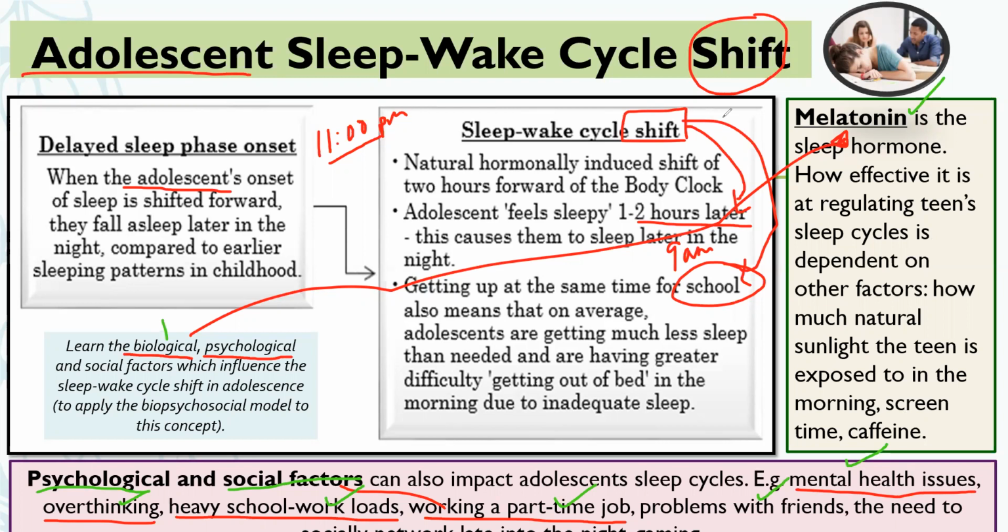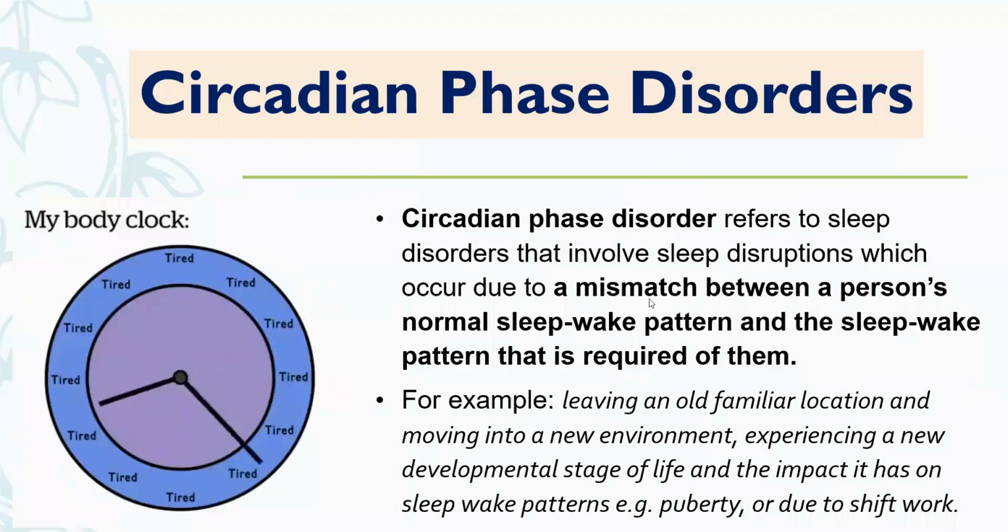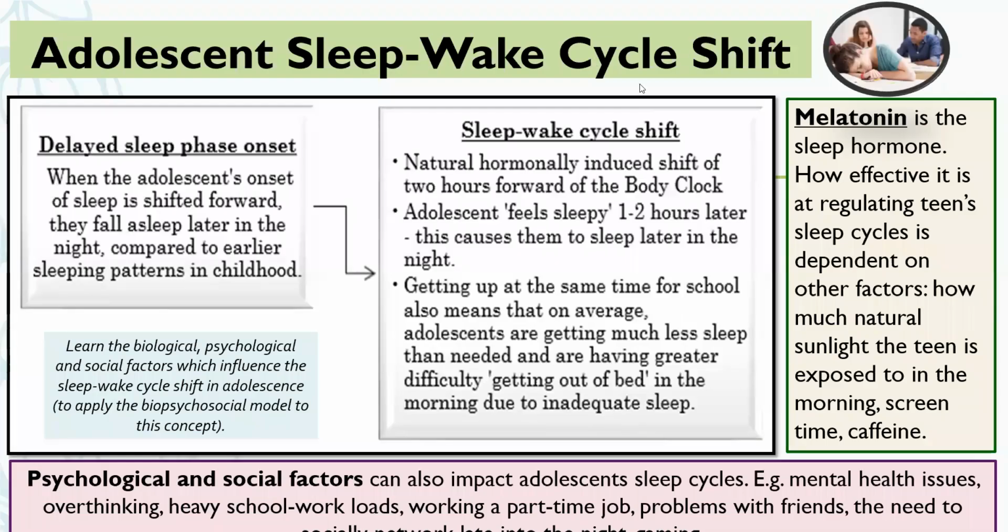Now, the adolescent sleep-wake cycle shift is an example of a circadian phase disorder because, if we think about the definition of circadian phase disorder, it's that there's a mismatch between the person's normal sleep-wake pattern and what's expected of them. Remember when we did the previous spread last week, we talked about the fact that adolescents are required to have at least about 9 hours of sleep. But a lot of the time, adolescents don't get that because of the sleep-wake cycle shift. Even if they want to get 9 hours, they don't feel sleepy until maybe 12 or 1 in the morning, and then they've only got probably 6 or 7 hours of sleep before they get to school the next day. So that's why the adolescent sleep-wake cycle shift is an example of a circadian phase disorder.